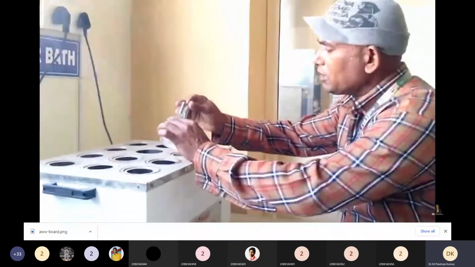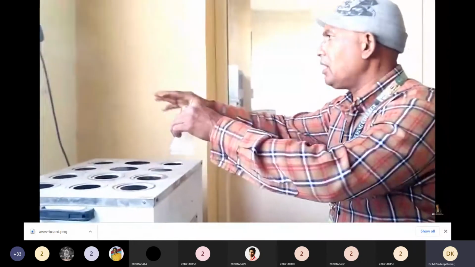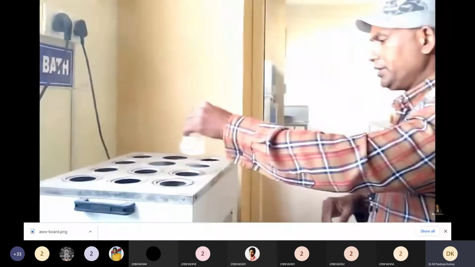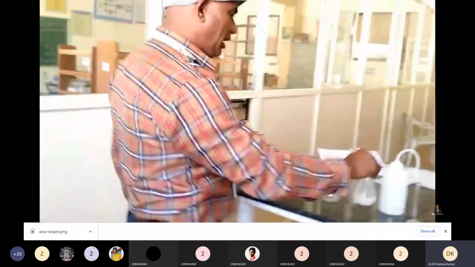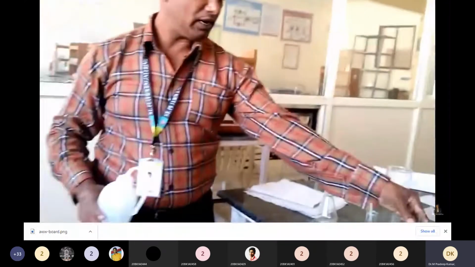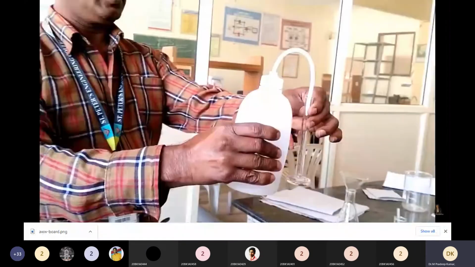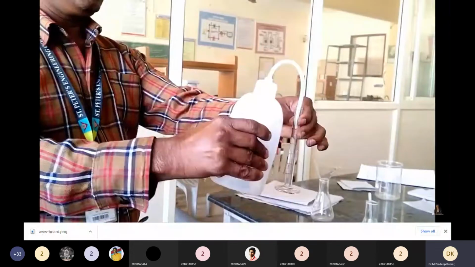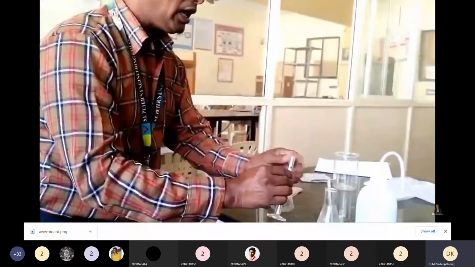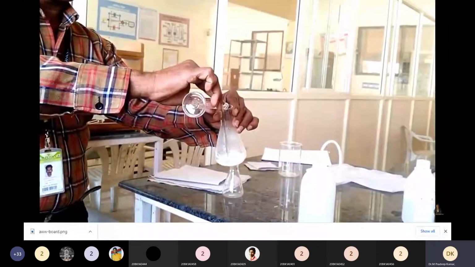So now 10 minutes are completed. Remove it and switch off the heater. Add 10 ml of deionized water to it, 10 ml of deionized water. Slowly add the deionized water to the mixture.